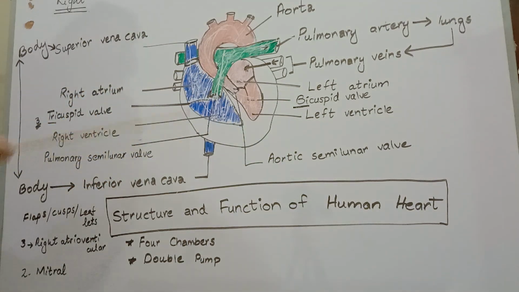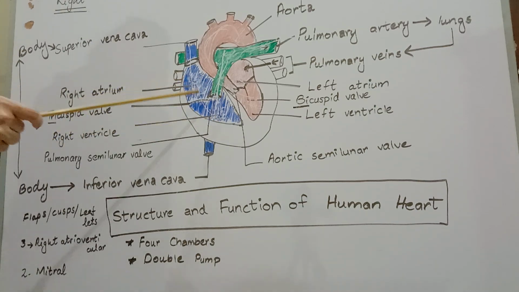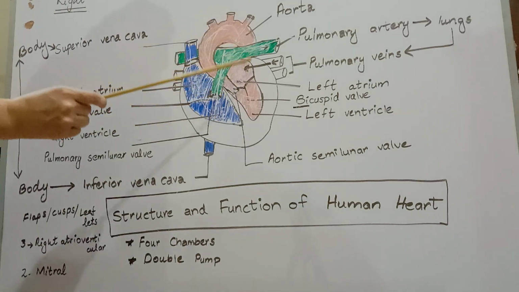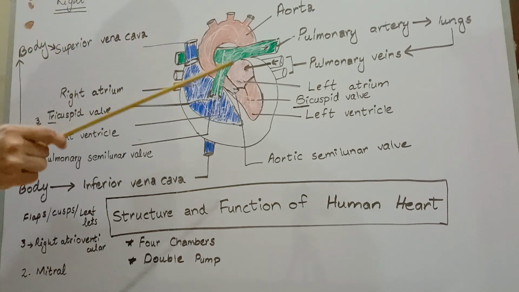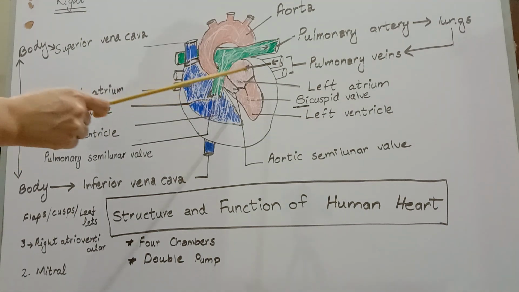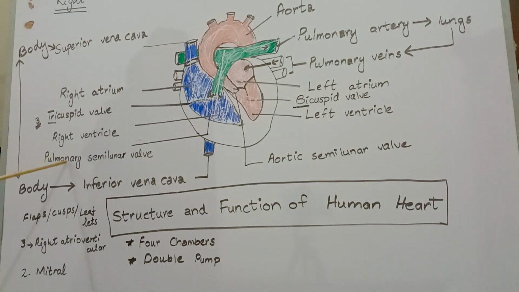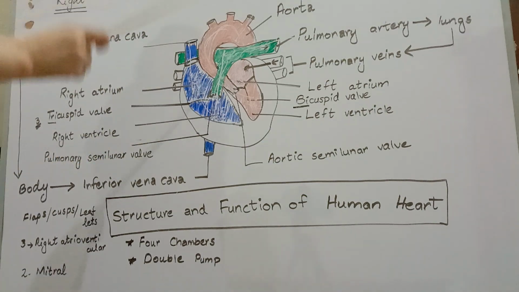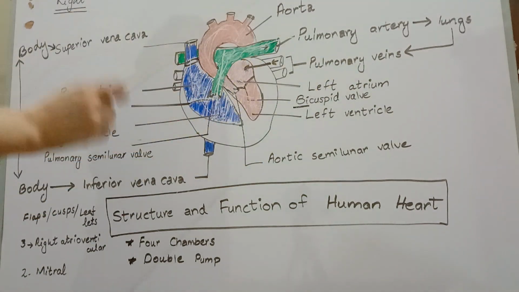Four valves: between the right atrium and right ventricle is the tricuspid valve. Between the left atrium and left ventricle is the bicuspid valve. At the base of the pulmonary trunk is the pulmonary semilunar valve. At the base of the aorta is the aortic semilunar valve. These are the four valves.